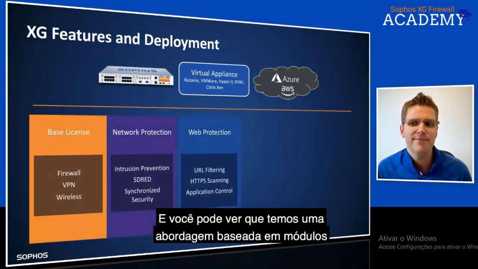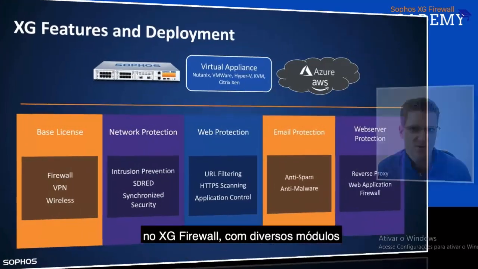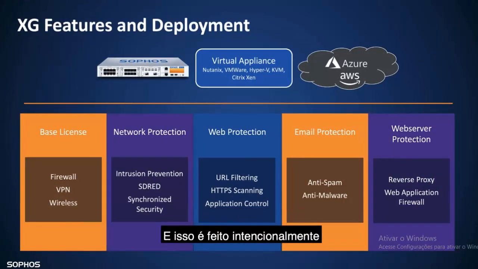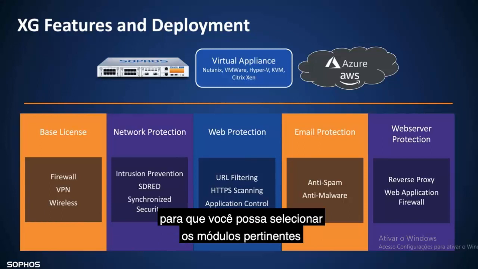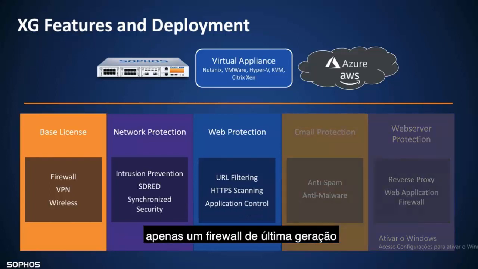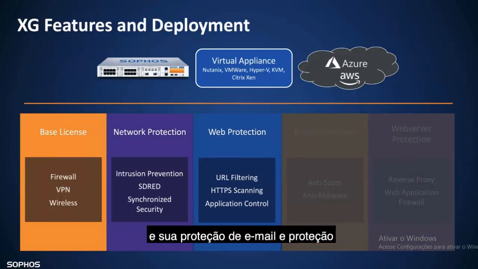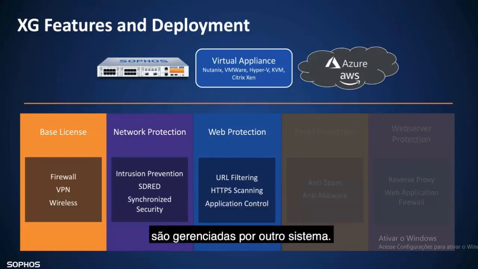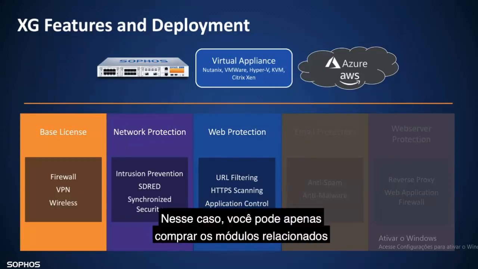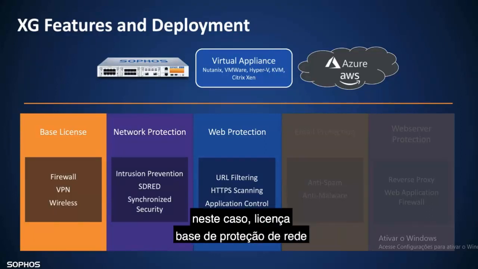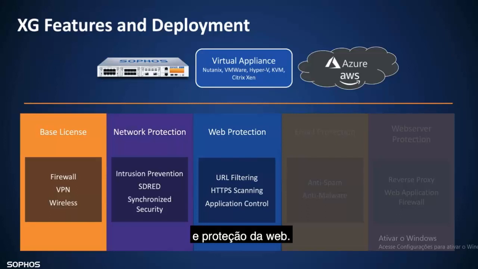And you can see that we have a modular-based approach on the XG Firewall. Lots of different modules that provide different areas of IT security. And it's done that way intentionally so that you can pick and choose the modules that are relevant to your requirements. So for example, it may be that you're looking solely for a next generation firewall and that your email protection and protection of any web services that you may have is handled by another system. In which case, you can simply purchase the modules relating to those next generation capabilities. In this case, the base license, network protection and web protection.